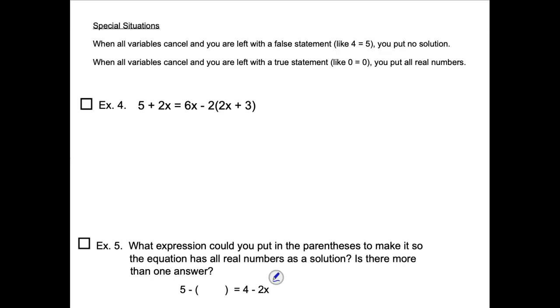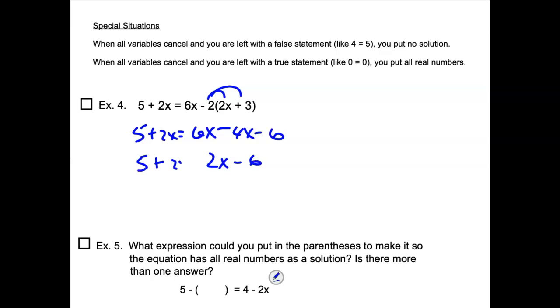Number 4's got x's on both sides, so I guess I'm going to tidy up the right-hand side like we did in the past. I'm going to do the distributive property. So 2x minus 6, 5 plus 2x. Then you're supposed to gather the x's on the same side. So normally you move the smaller one, well, they're the same. And if you subtract 2x from one side, you got to subtract from the other, and notice that they go away. So they're not equal. So you put no solution on them.